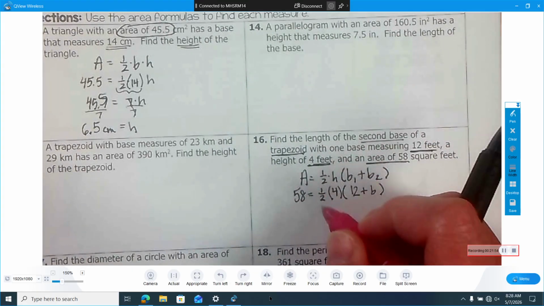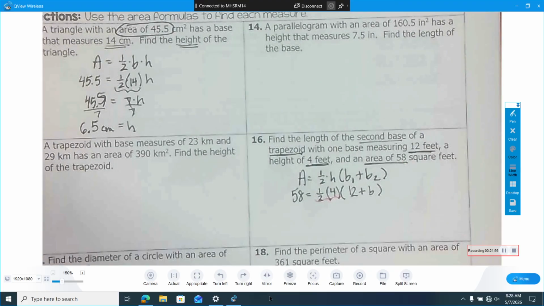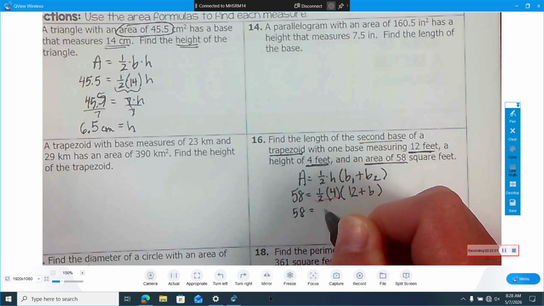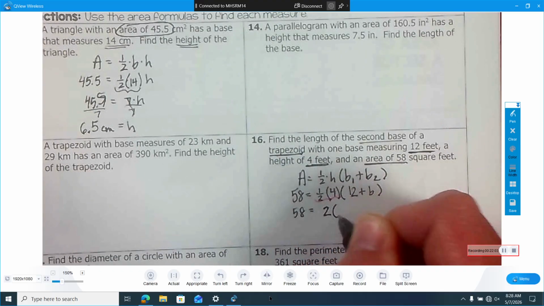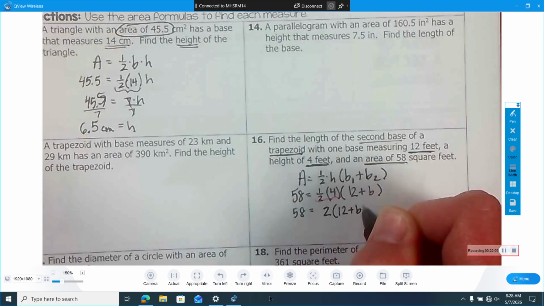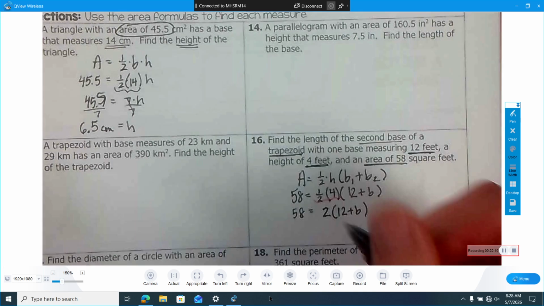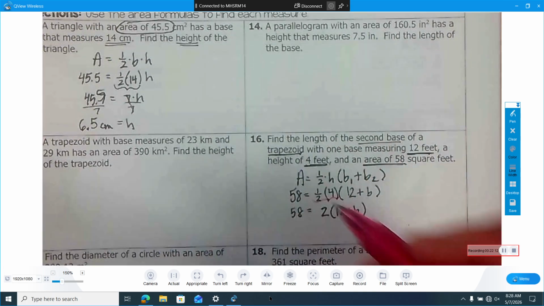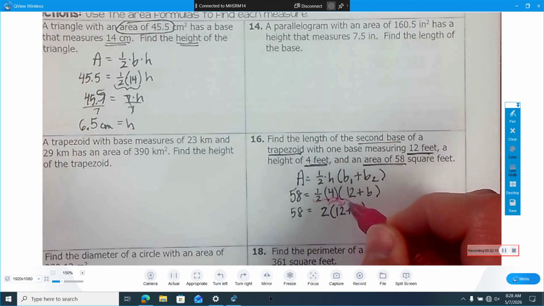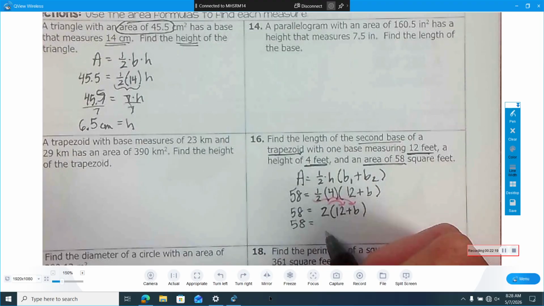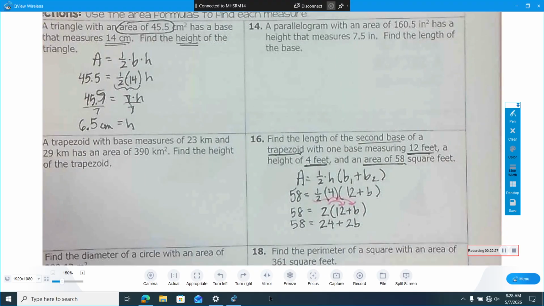So, you could distribute. Can I just clean these two up? Okay. I'm going to do that. So 58, I'm just taking half of 4. Half of 4 is 2, and we still have the times 12 plus B. All right. Then what do you want to do? Just distribute the 2. Okay, you can distribute the 2. Is there another option? You could divide by 2. But we can distribute, that's also fine. So 58 equals 2 times 12 is 24, and 2 times B is 2B. And so then what do we need to do?